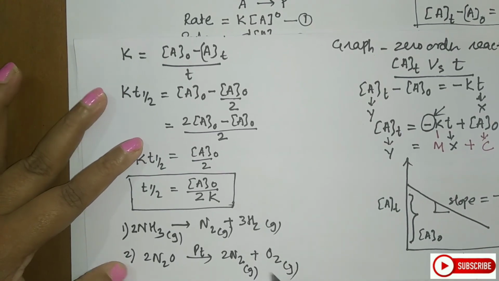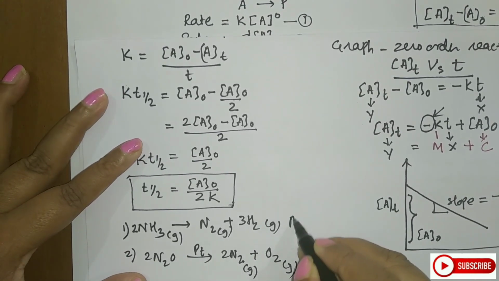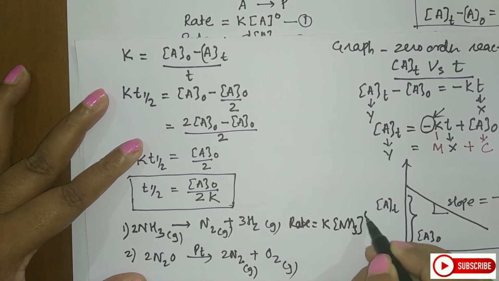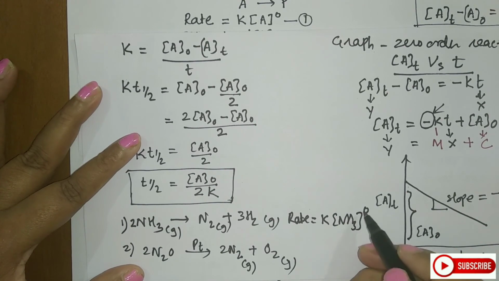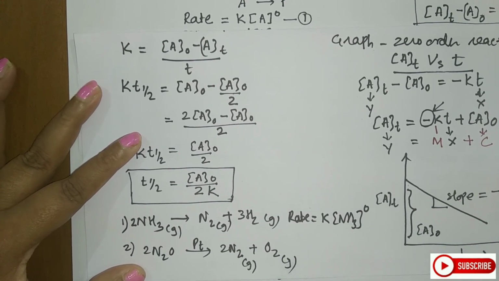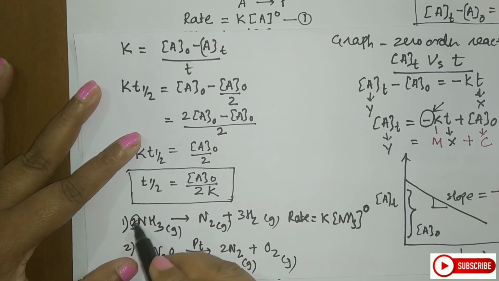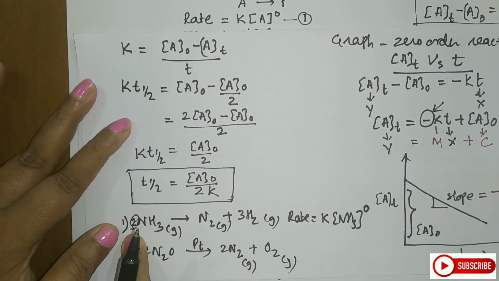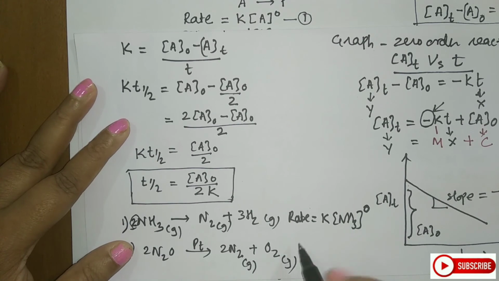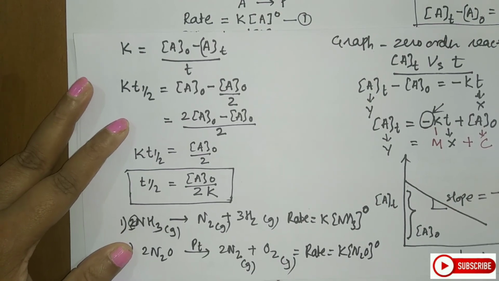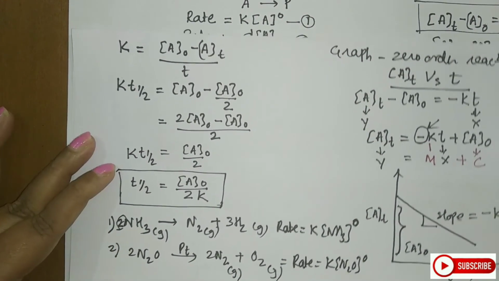If you want to write the rate, what will be the rate here, students? So rate is equal to K NH3 raised to 0. To give this rate law and the order of the reaction, you have to mention this 0 here, although this appears as 2. This is only giving the molecularity and this is the order. So how will I write for this? Rate is equal to K concentration of N2O raised to 0. So they are the best examples for zero order reactions.